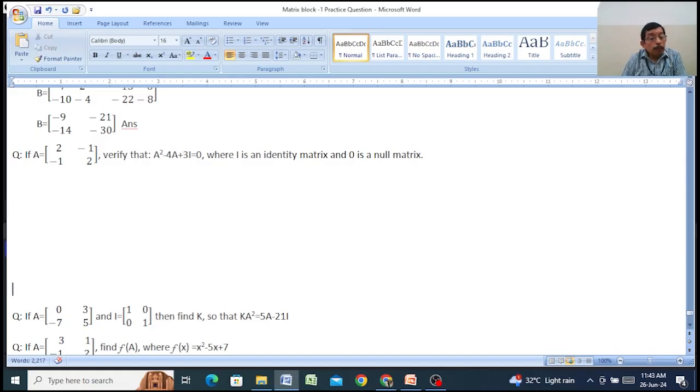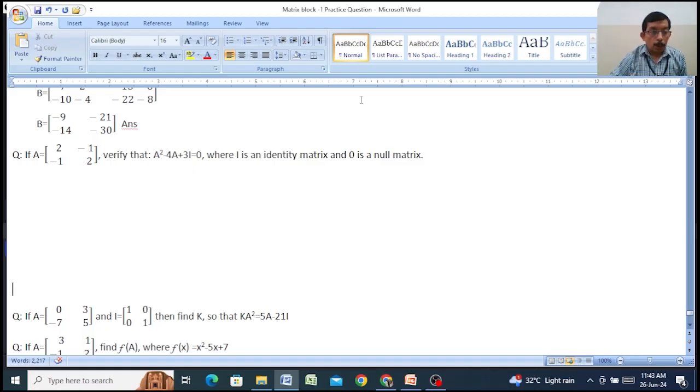Clear? First we find the A square value by the matrix multiplication method. After that we take the left hand side, write the equation, put all the values in the form of matrices and simplify. Then we get the right hand side. If we get the right hand side, then the equation is proved, otherwise not proved. Is it clear? First we find the value of A square by the matrix multiplication method.